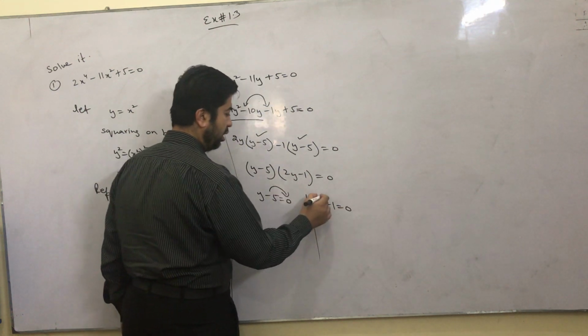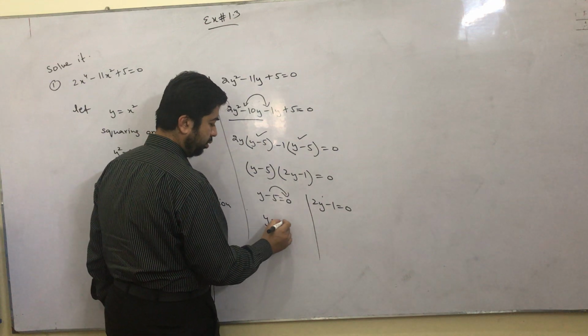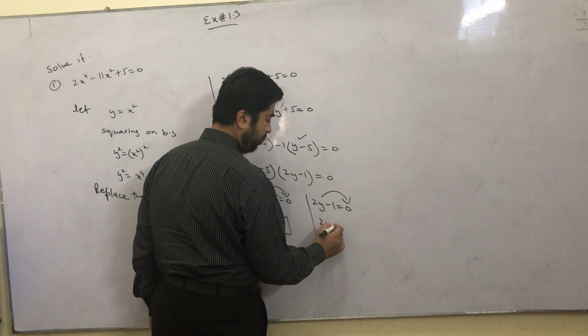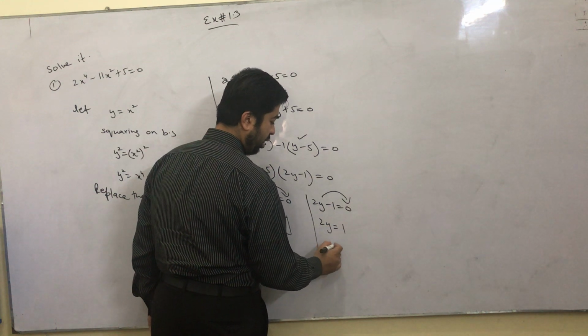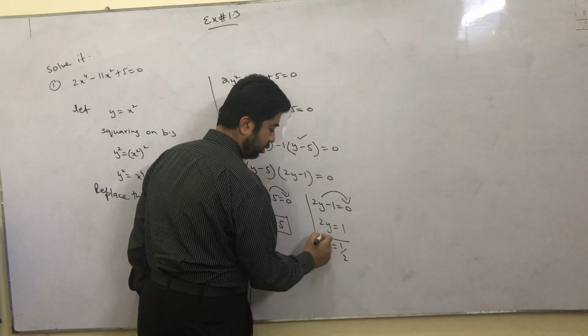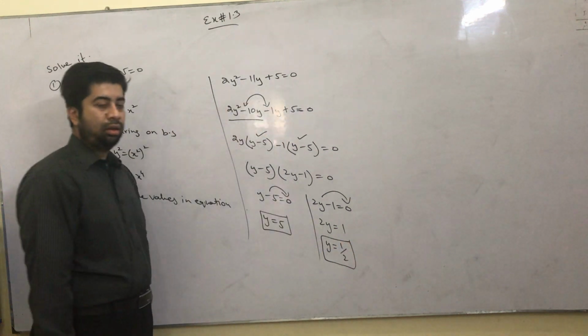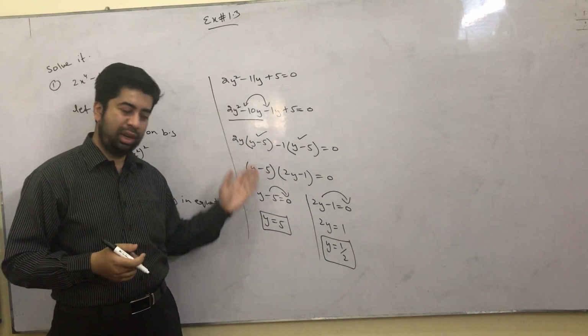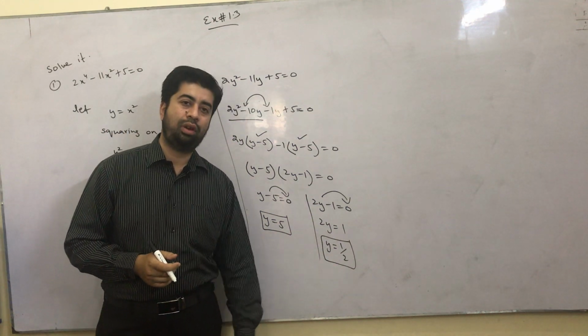So the value of y is equal to 5, and from here 2y is equal to 1, so y is equal to 1 over 2, as 2 is multiplying and 2 is divided here. So the solution through the y variable is y is equal to 5 and y is equal to 1 over 2.